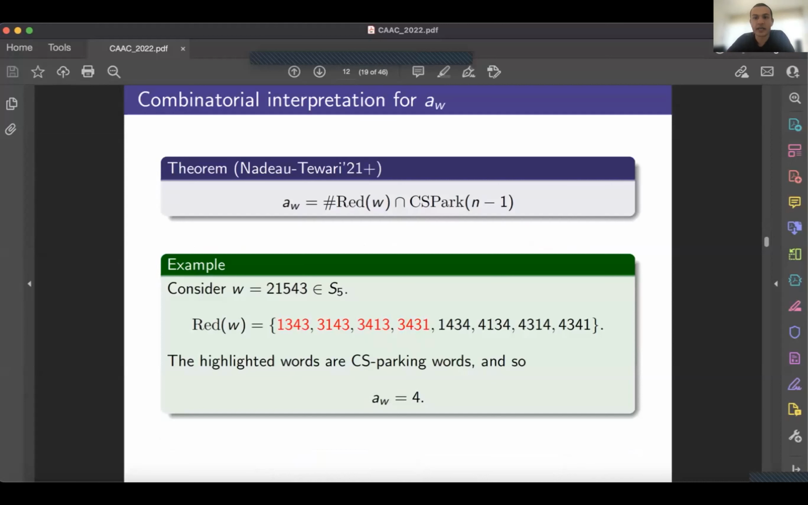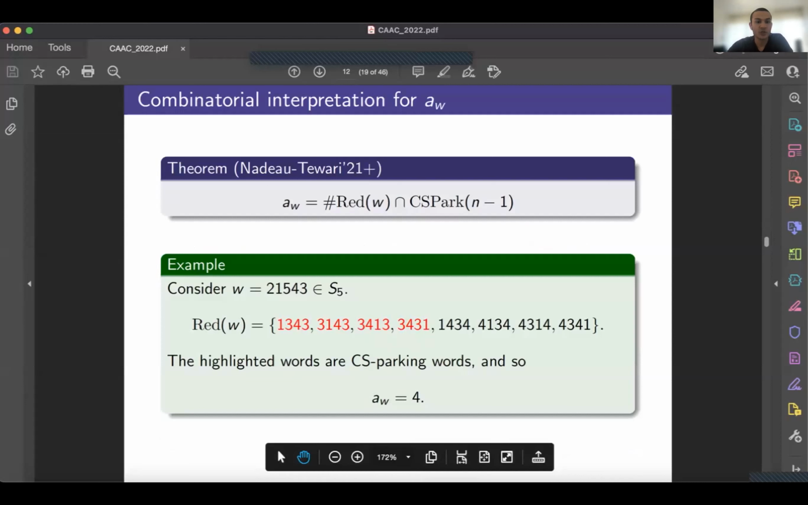And if I don't get to the end of my talk, at least you take this theorem away. Computing these intersection numbers is taking reduced words and trying to park them. If you're able to park, that's a contribution to a certain structure coefficient.